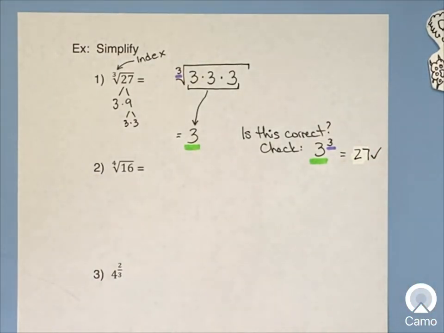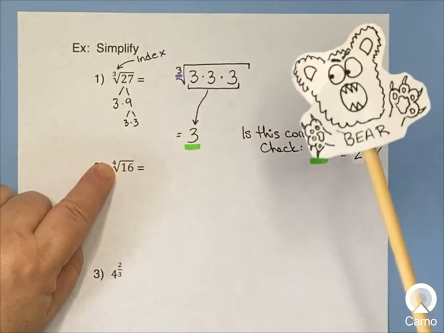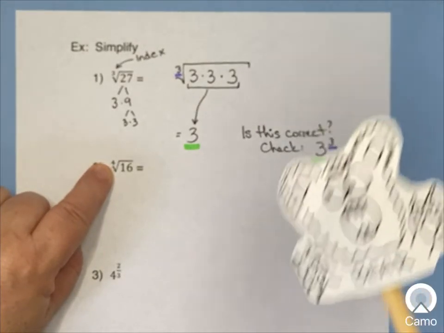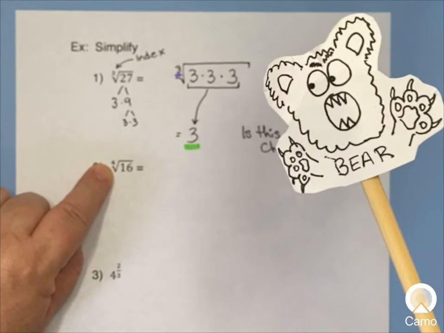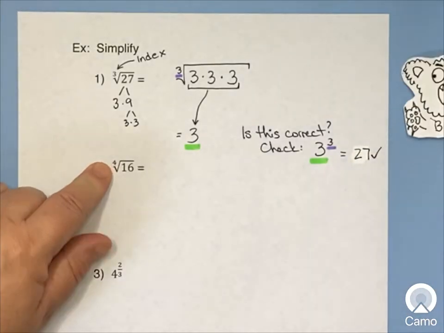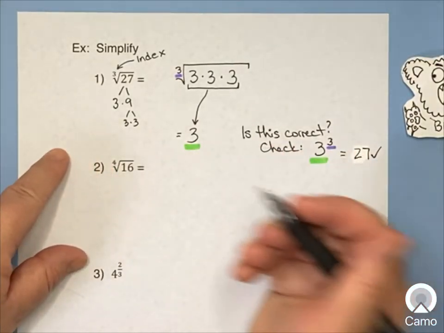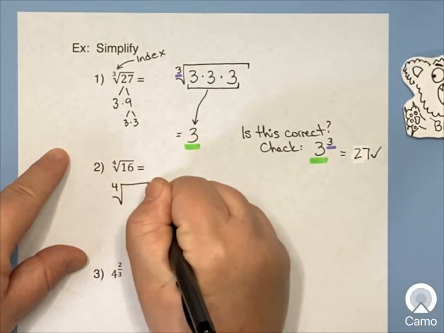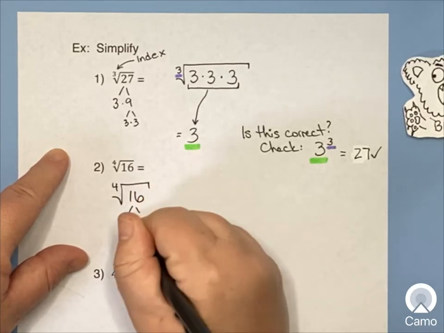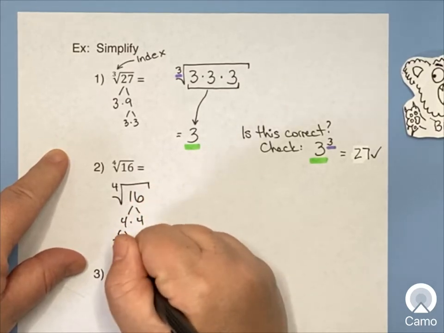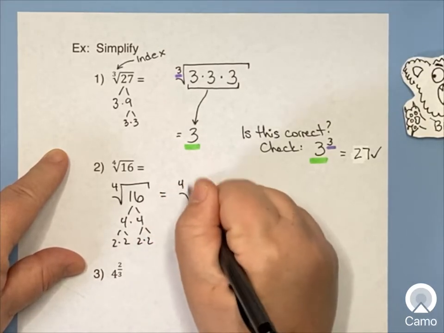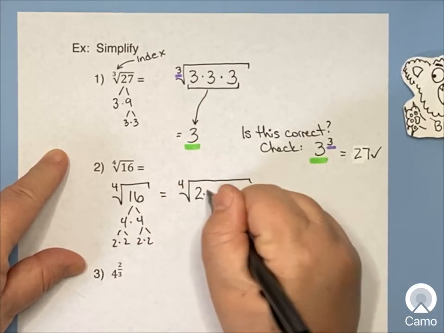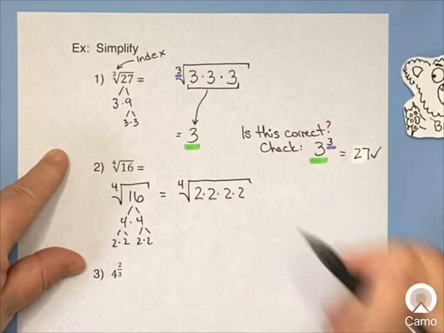Okay, let's try the next one. Now this one's an even bigger bear. So I'm going to have to use mega Peter Jackson camera techniques. It's a giant bear. It's a 4th root. So in this case, let me go ahead and rewrite this. I've got 4 times 4. Each of these is 2 times 2. So I've got the 4th root of 2 times 2 times 2 times 2.